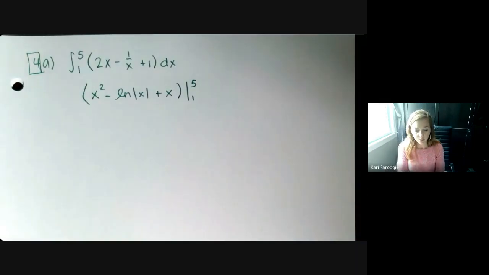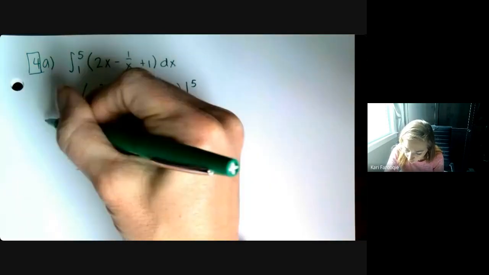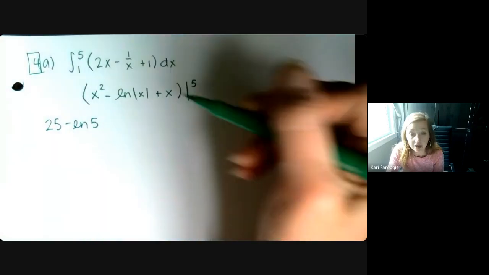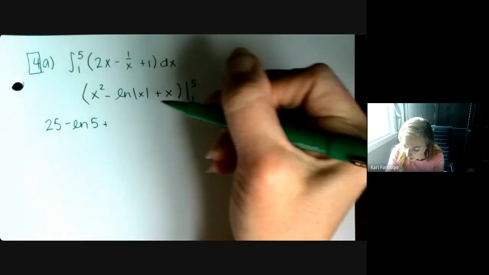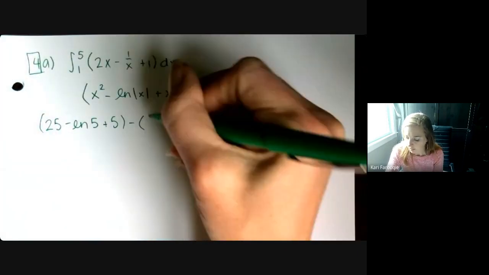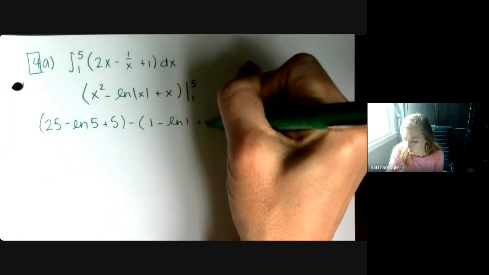All right, so I'm going to take my antiderivative and go from 1 to 5. I'm going to start out evaluating this one at 5. So this will be 25 minus the natural log of 5. And because 5 is positive, you can drop those bars, and then plus 5, minus 1 minus ln 1 plus 1.